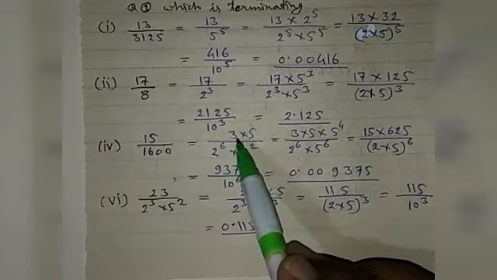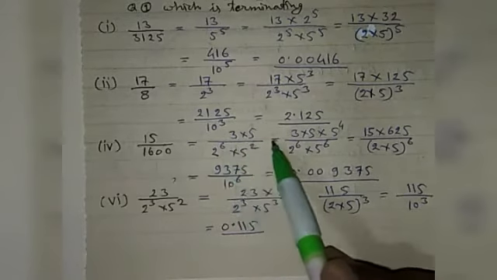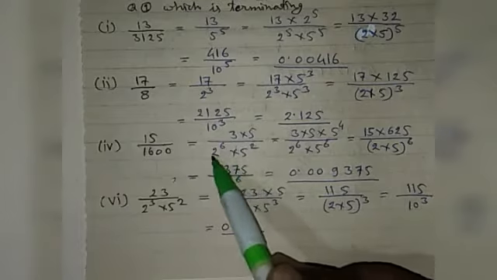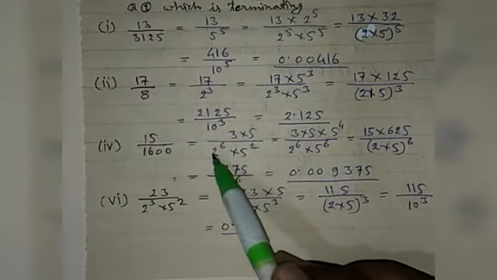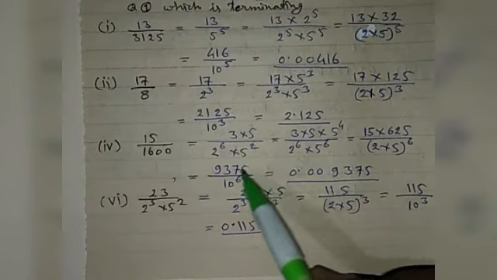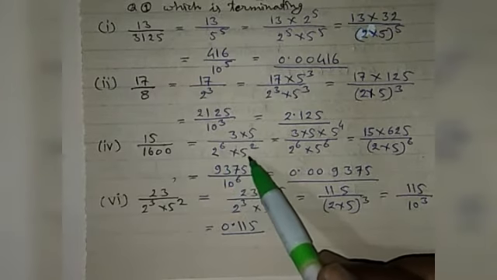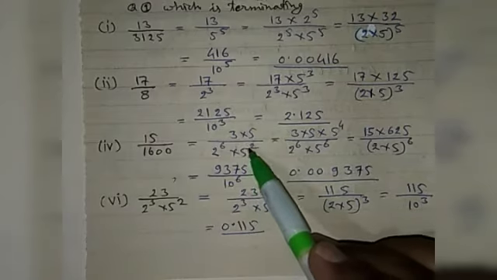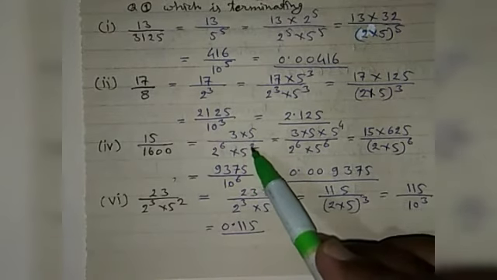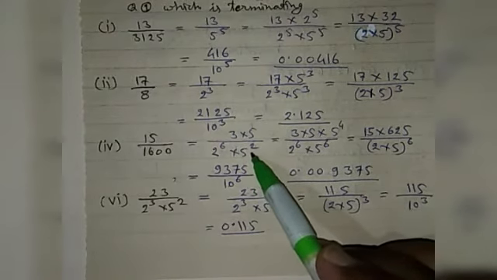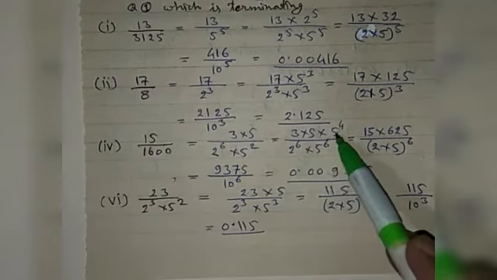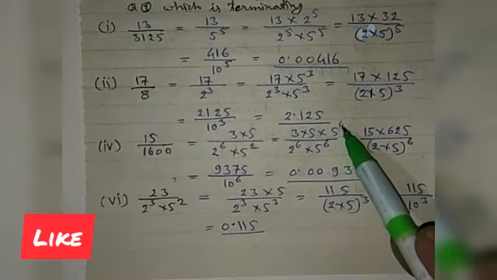So here on factorization you will get 3 into 5 in numerator divided by 2 power 6 into 5 power 2. So here you have to make the same power of 2 and 5. So here you have to multiply the 5 power 2. You have to get here 5 power 6. So you have to multiply it by 5 power 4. So you multiply here numerator and denominator by 5 power 4.